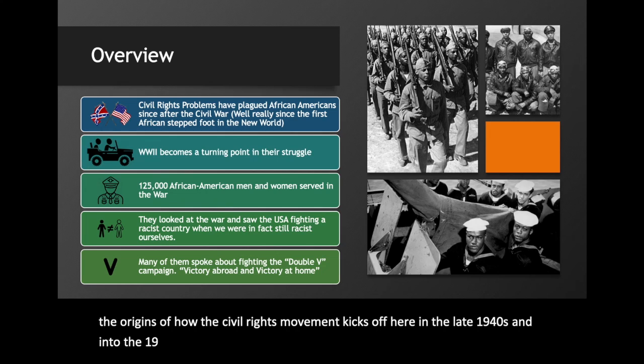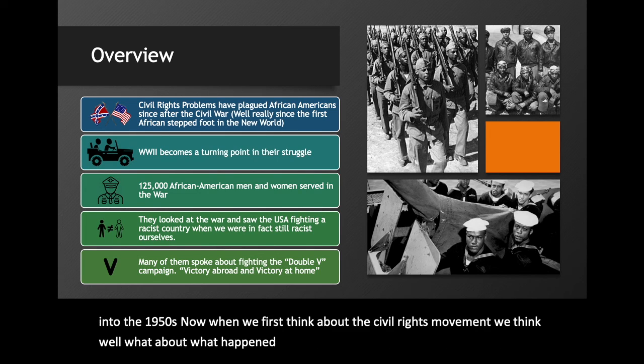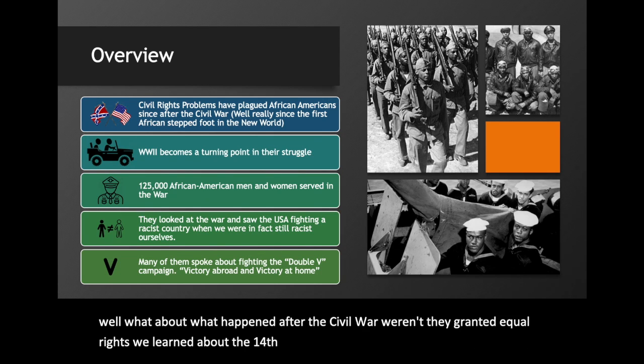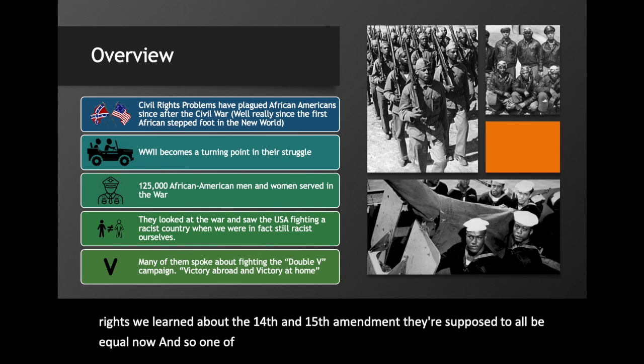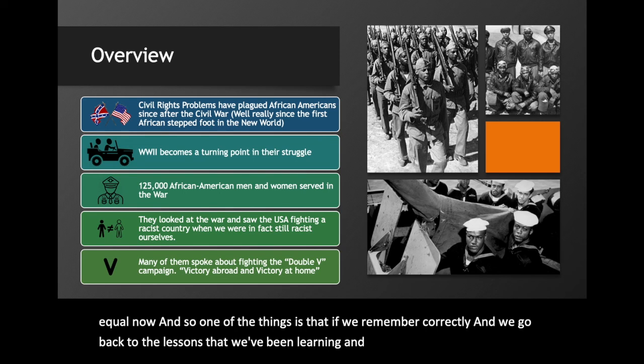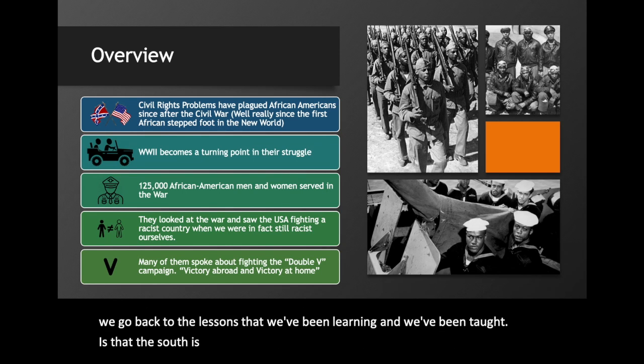Now, when we first think about the Civil Rights Movement, we think, well, what happened after the Civil War? I mean, weren't they granted equal rights? We learned about the 14th and 15th Amendments. They're supposed to all be equal now. And so one of the things is that if we remember correctly and go back to the lessons we've been learning, the South has restricted their freedoms immensely.